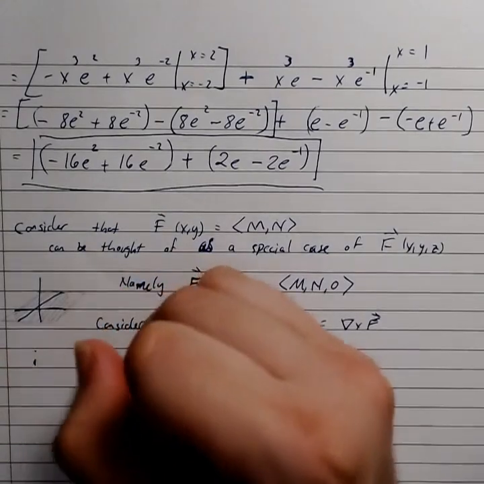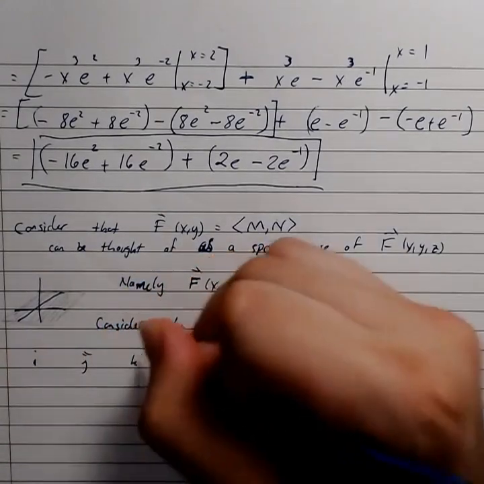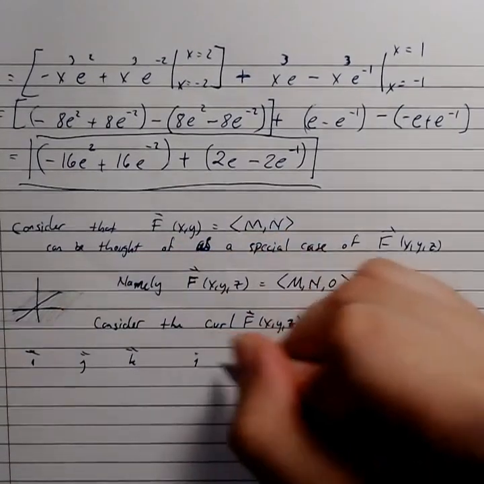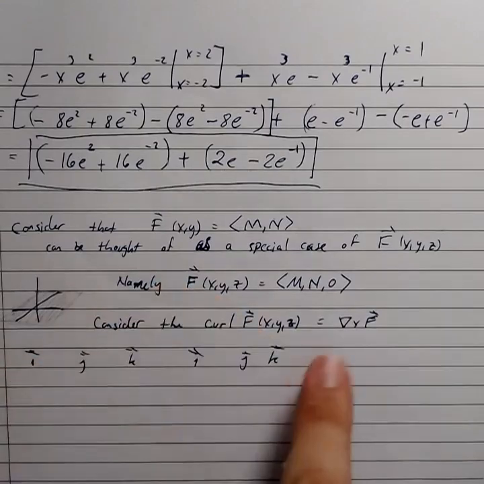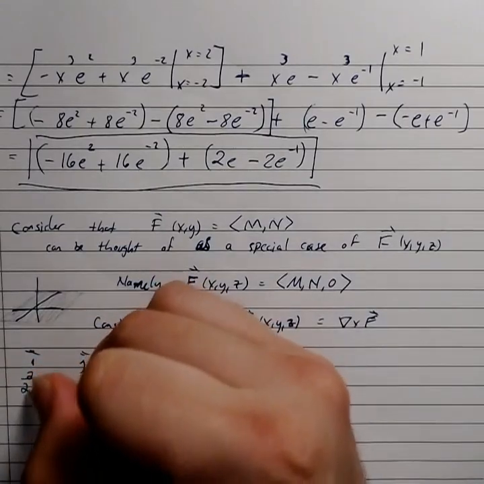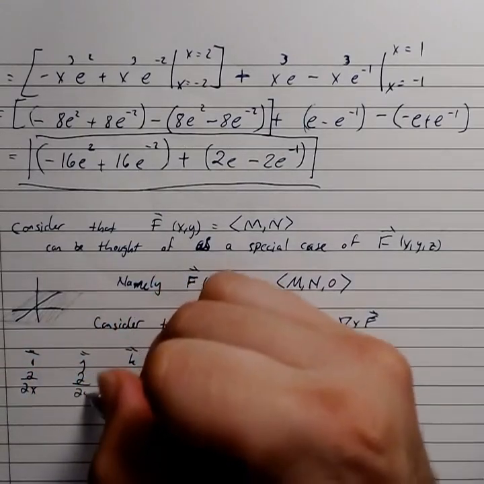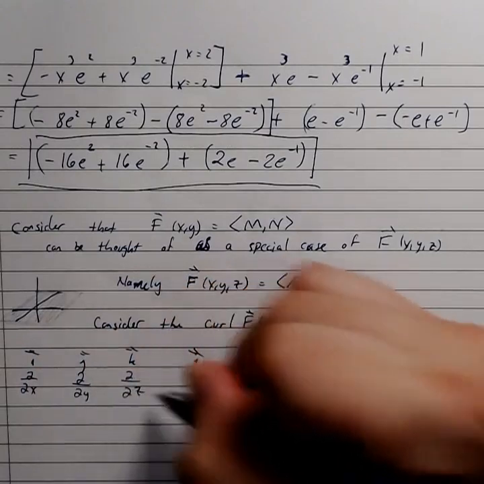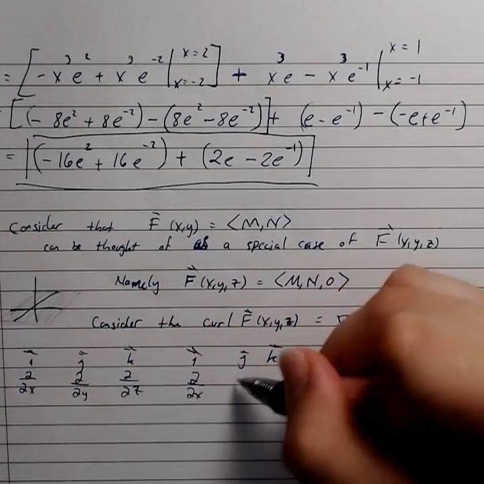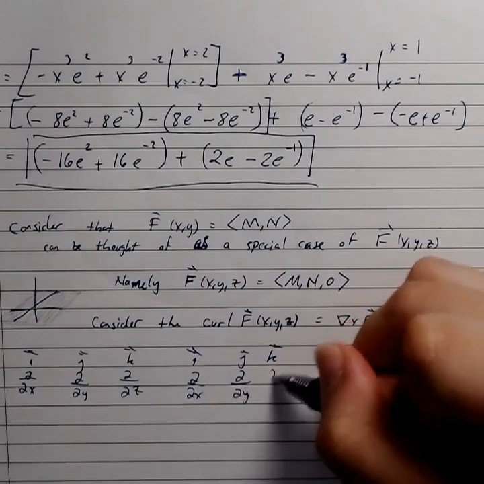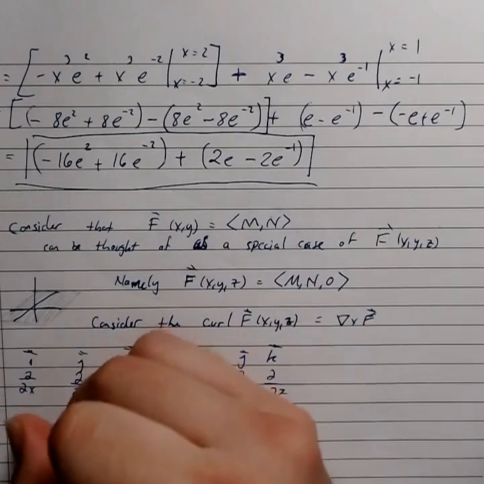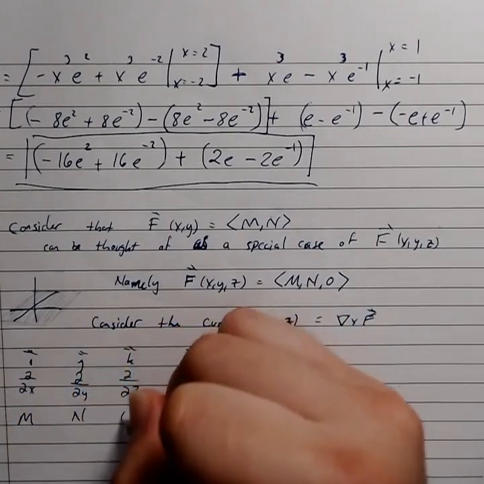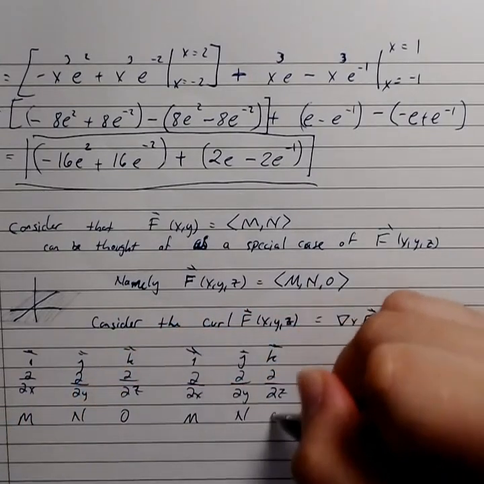All right, well, that would be i, j, k. The differential operator is going to be del x, del y, del z. And then we'll repeat that. And then f is given by m, n, 0. And then we'll repeat that as well.